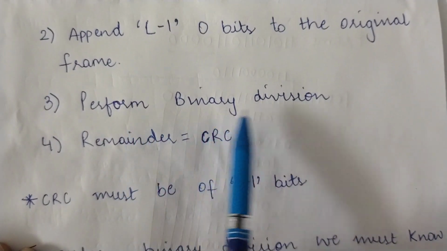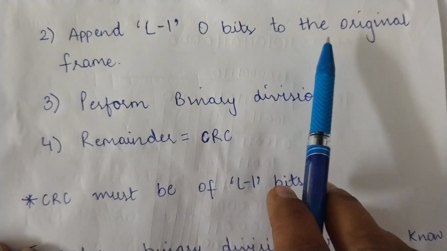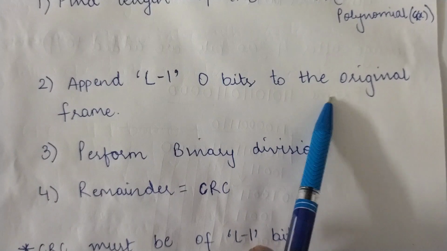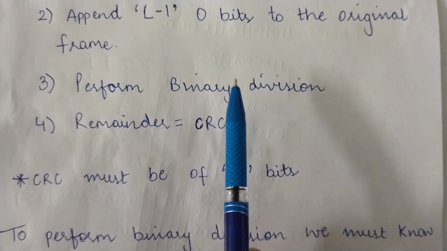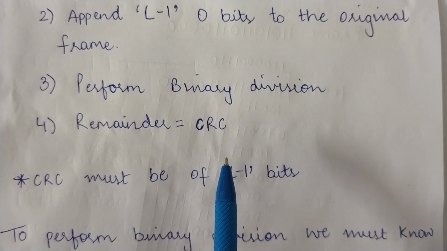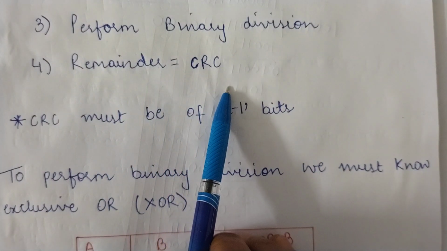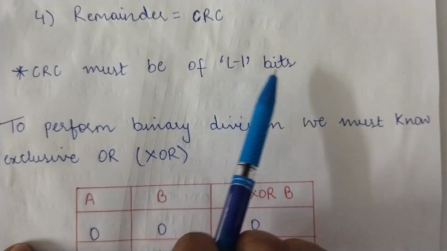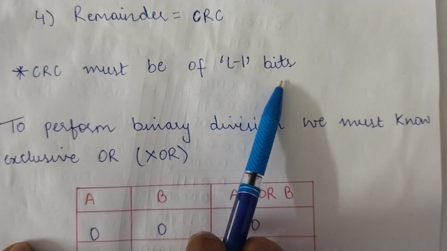After that, perform the binary division. That means divide the frame by the divisor that has been provided. But after appending L minus 1 zero bits to the original frame, to this frame you will then perform binary division. That means you will be dividing the frame appended with L minus 1 zero bits by the divisor. After the binary division, the remainder that you get is known as the CRC. Again, one thing that should be kept in mind is that the CRC must also be of L minus 1 bits. So if your divisor is of 5 bits, then the CRC must be of 4 bits.